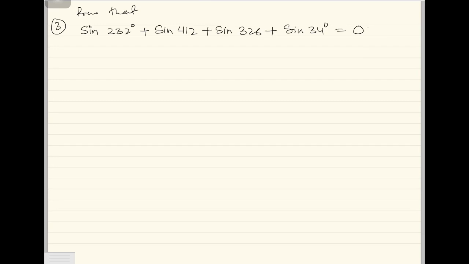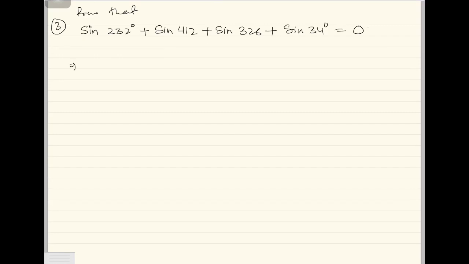Quite simple. Okay, here I have the third one. It says prove that sine 232 plus sine 412 plus sine 326 plus sine 34 equals 0. See, the right hand side is 0. 0 would mean everything should cancel each other here. Are you getting the point? So think something like that. So let's try it out.